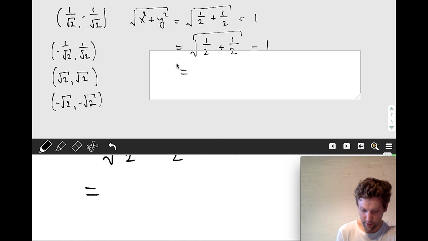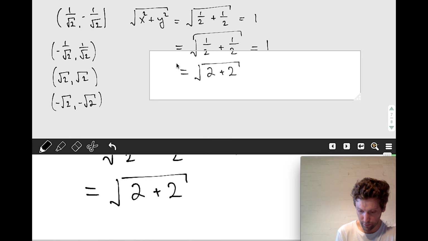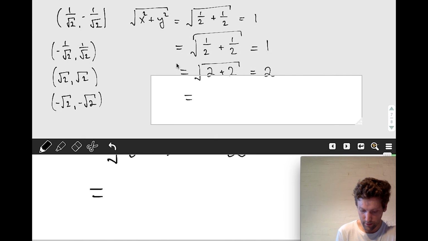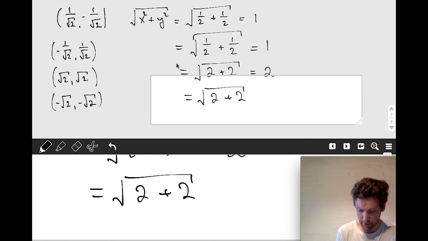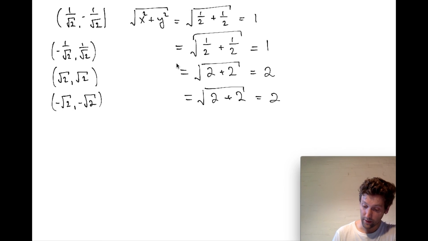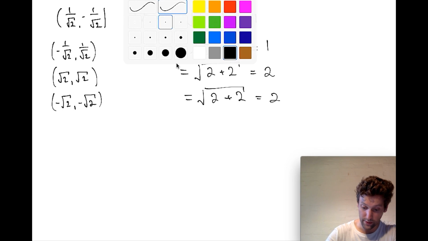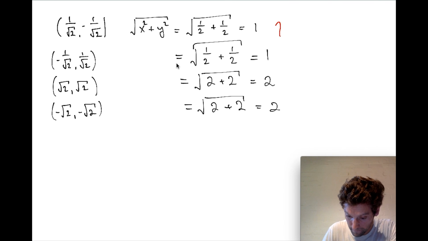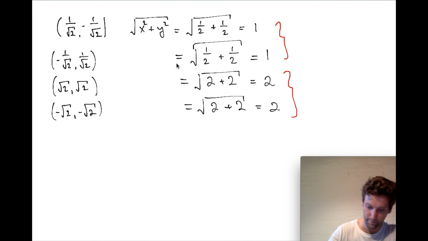For the third point, I get the square root of 2 plus 2, get the square root of 4, which is 2. And for the fourth point, I get 2 plus 2, square root of 4, I get a distance of 2. So you can see that there are two sets of points that are minimum distance and two sets of points which are the maximum distance.